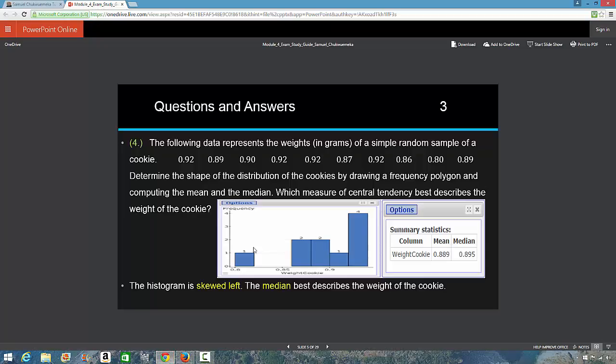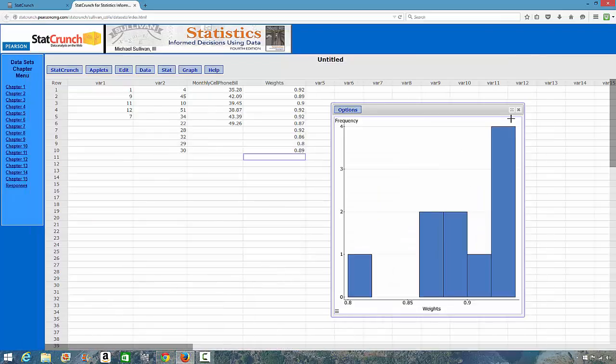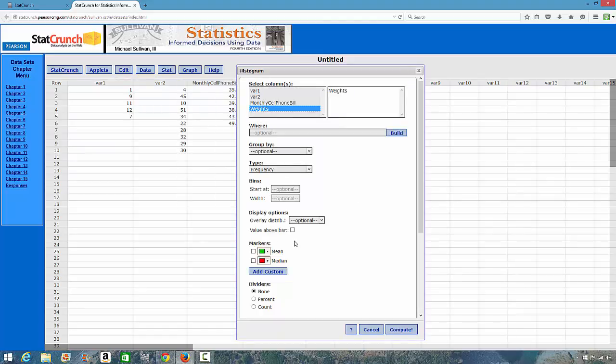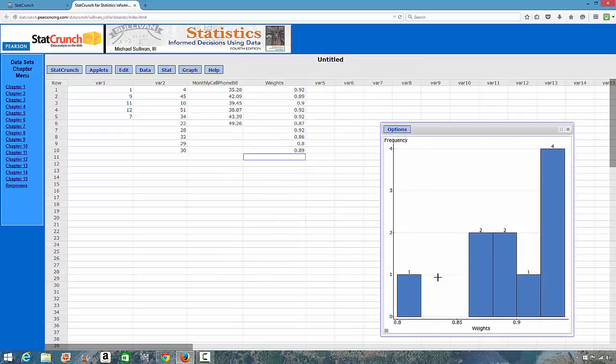You see in this case that the frequencies are at the top of each bar, right? If you want to do that, you can do that. Let me show you. You go to graph, histogram, weights, and the value above bar, you check it, and then you click compute. So it tells you the value above bar. And when you point at it, it tells you the frequency and the weight. Okay, this means the weight is from 0.8 to 0.82. 0.82 is not included. You see, it is a bracket for 0.8, and it is a parenthesis for 0.82. So it tells you that 0.8 is included, but the other end value 0.82 is not included.